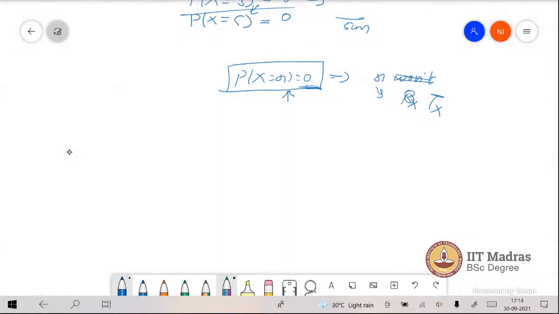So first let me define the CDF of a random variable x. What is the CDF? Let's say x is a random variable, both discrete and continuous. How do you define the CDF? Capital F.